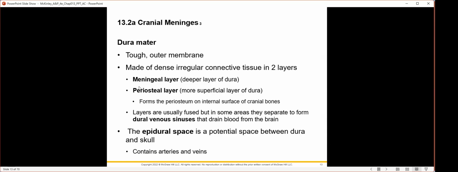It has two layers, okay, a meningeal layer and a periosteal layer. Periosteal meaning it's going to be touching the bone, and meningeal meaning it's touching the other meninges, like arachnoid matter.